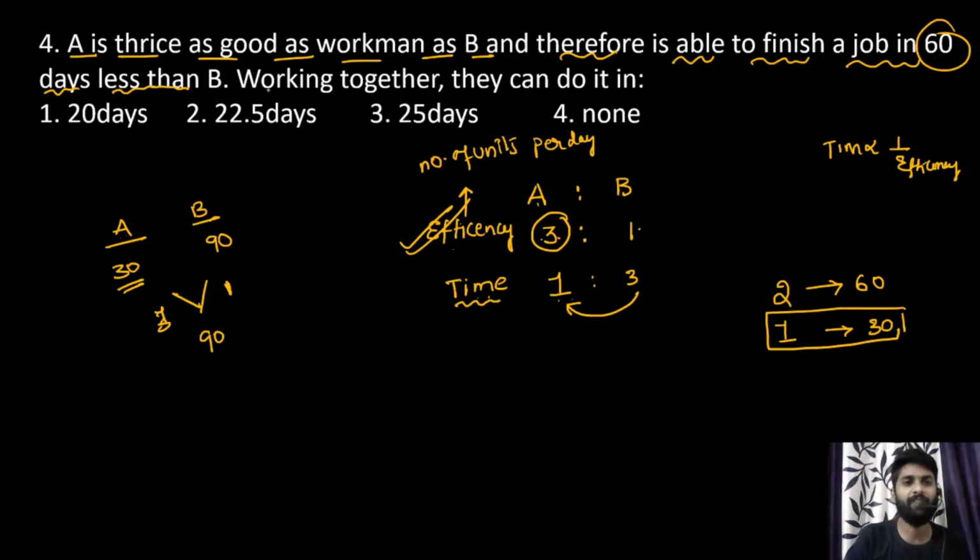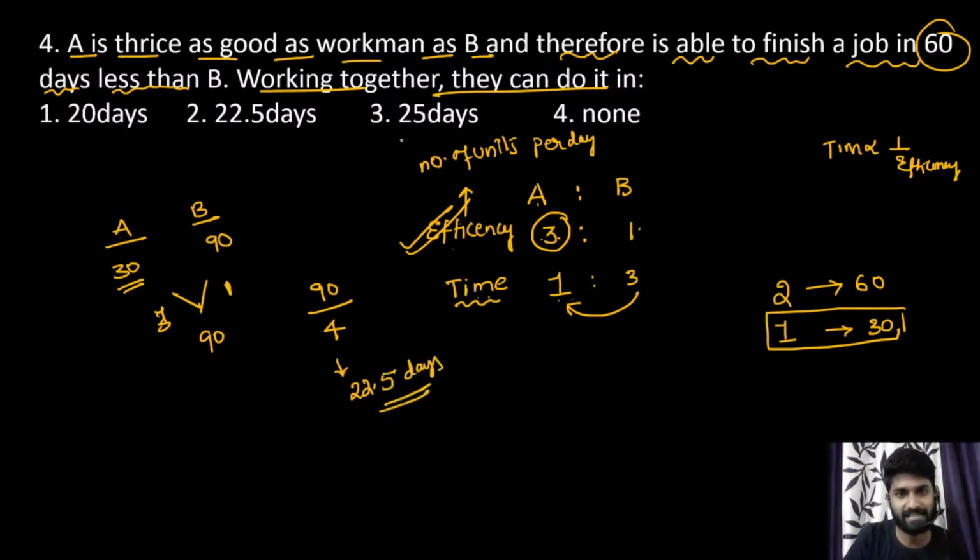Then here is my question: if both are working together, how many days does it take? See, the total work is equal to 90. Working together, they perform 4 units. Now 90 by 4, the value becomes 22.5 days. So the answer is 22.5 days, guys.